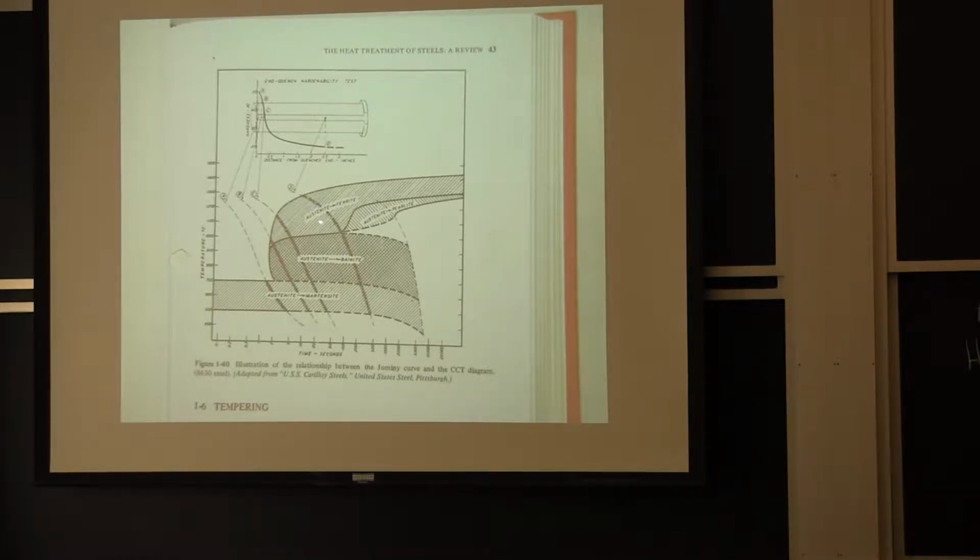It turns out the transformation from austenite to ferrite, from austenite to pearlite, from austenite to bainite, these are all diffusion controlled transformations, which is what most of you know about phase transformation. Some atom has to diffuse through the crystal, and it takes some time to do that.